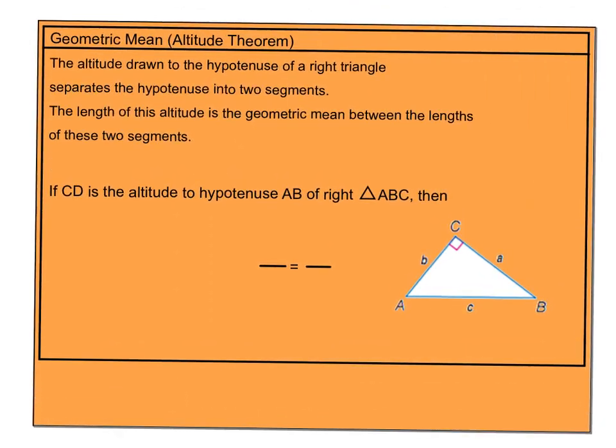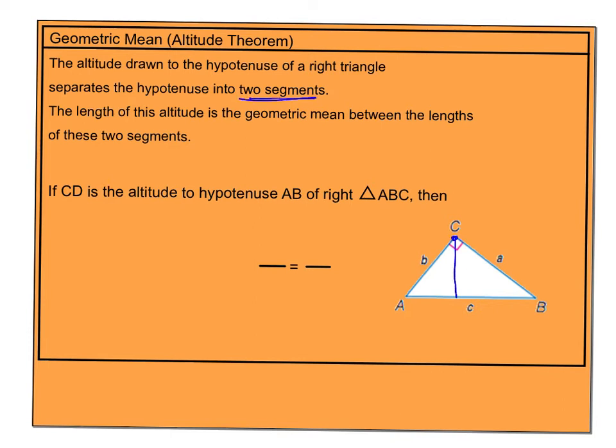So this is a shortcut called the altitude theorem. Here's what it says. The altitude drawn to the hypotenuse of the right triangle separates the hypotenuse into two segments. So if I draw this altitude, call it H, I cut my far side into two pieces, X and Y. The length of this altitude is the geometric mean between the two segments.